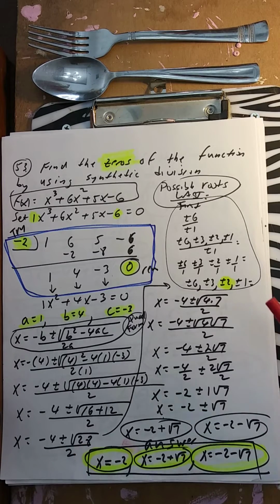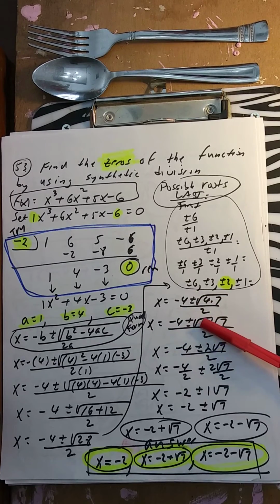28 is 4 times 7. Okay? 4 times 7, is that 28? Yes. Square root of 4, square root of 7. And square root of 4, I can do that easy. It's going to be 2. So -4 plus or minus 2 square root of 7 over 2.